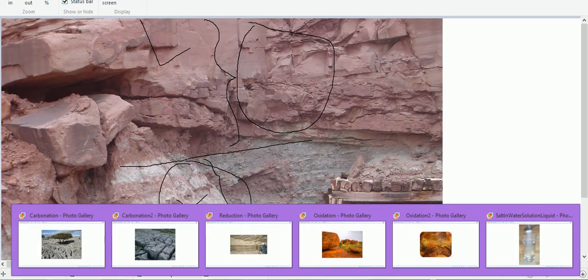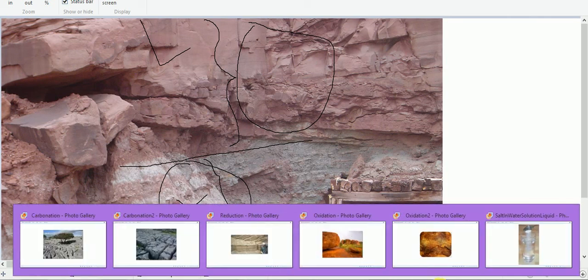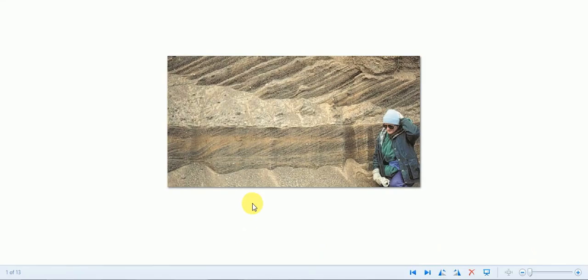Here we have one more photograph. See here, this layer is due to the reduction process. Actually here the color is greenish, but due to the screen of the computer, we may not be seeing it as greenish in color, but this section is greenish in color. And this is due to the reduction process.